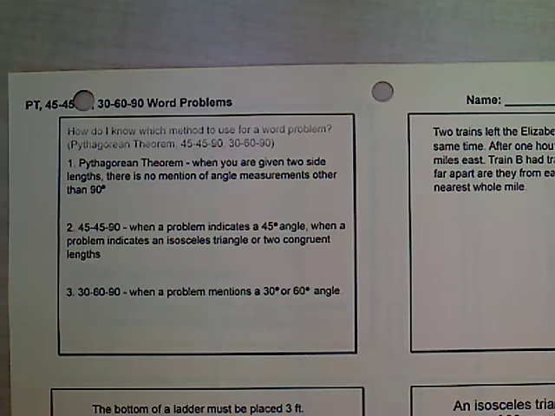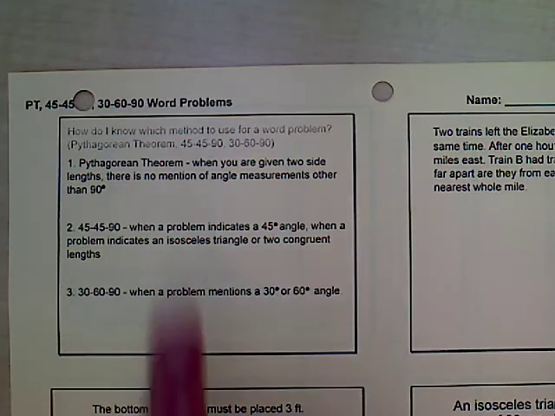So I'm going to give you some hints, we'll go through some, and then you'll have a lot of problems to practice. So we're going to look at word problems that involve right triangles and can be solved with Pythagorean theorem, 45, 45, 90 triangles, or 30, 60, 90 triangles. So the first thing we're going to talk about is how you know which method to use.